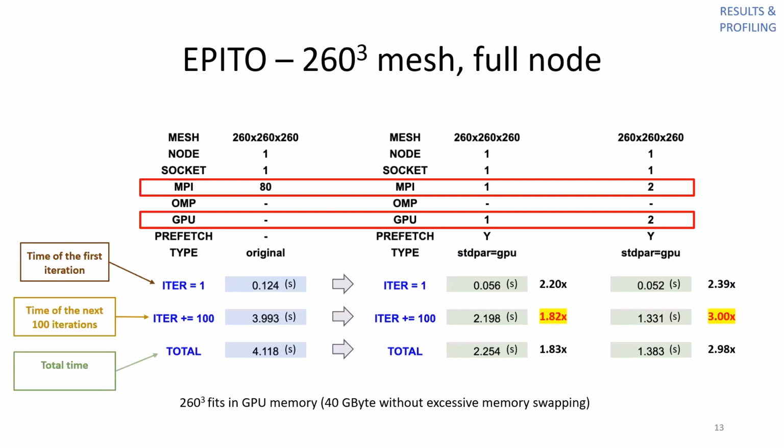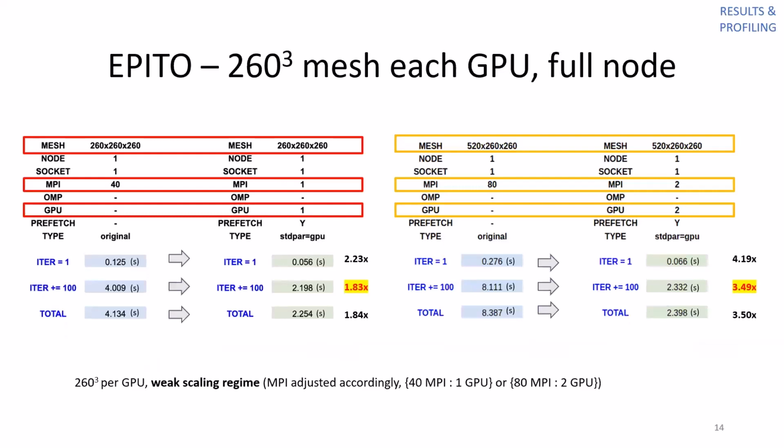From the result we can see that we gain 1.8 when we use one GPU and one MPI, and we achieve three times when we are using two MPI and two GPUs. Then we try to make some weak scaling analysis in the node, and we put the same mesh size, and we compare 40 MPI with one MPI and one GPU. We get, as previously, 1.8.